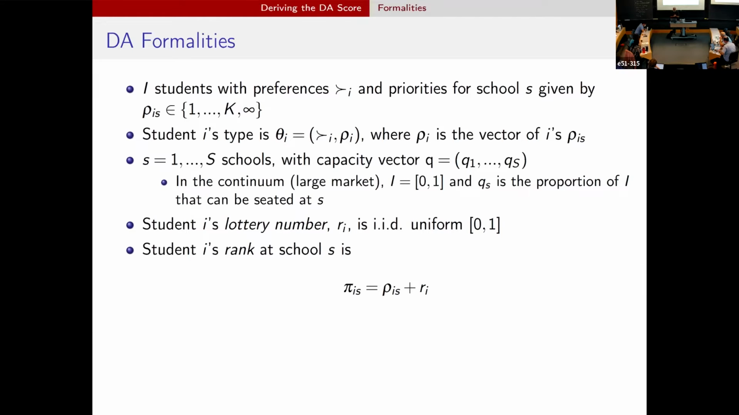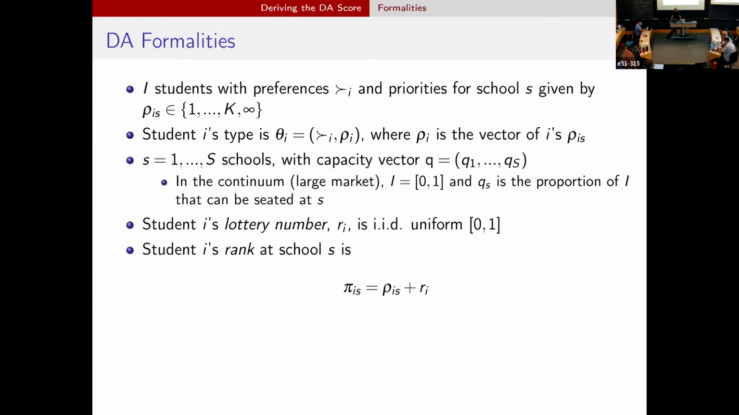Okay, and I want to introduce one really key concept, okay? And to do that, I need to introduce a couple of pieces of notation, okay? So we have an economy where there's I students and they have preferences and priorities. I'll just call the priorities numbers, okay? So this is like you have sibling status at a school, you live in the walk zone at the school. A priority of infinity is the way to encode that you're ineligible at the school, okay? So now a student's type is just a collection of their preferences and priorities, okay? When I have rho sub i, that's your priority at school 1, at school 2, at school 3, and so forth. That's on the demand side.